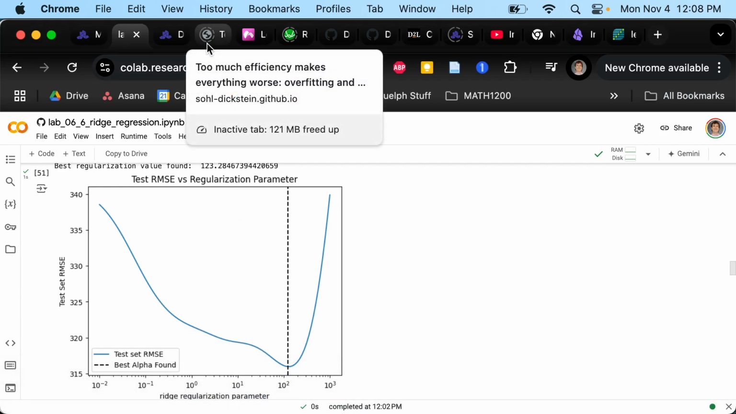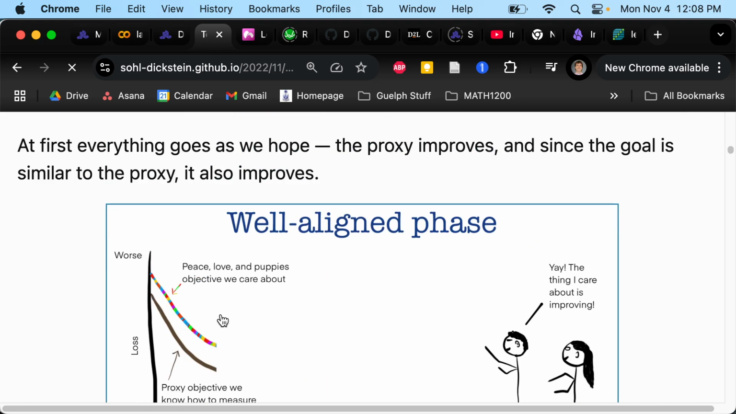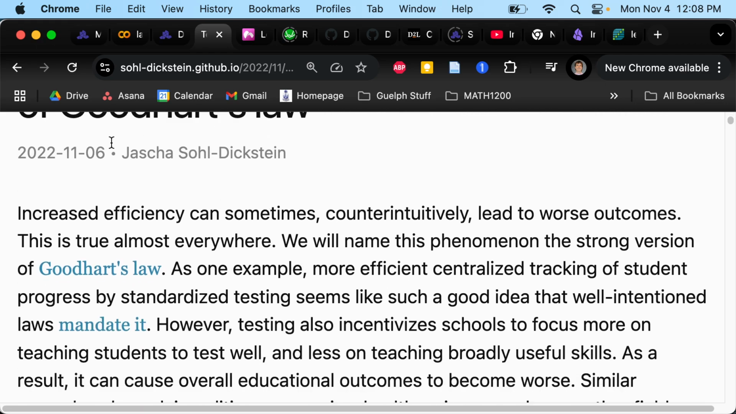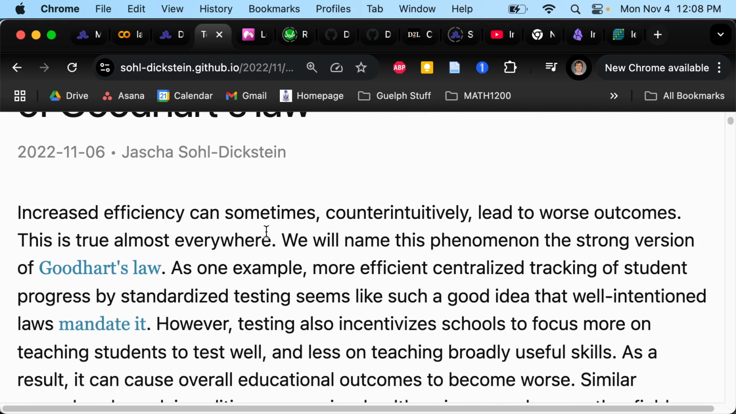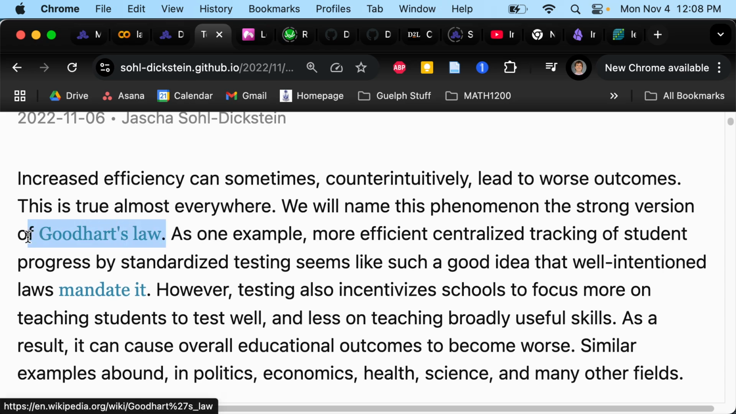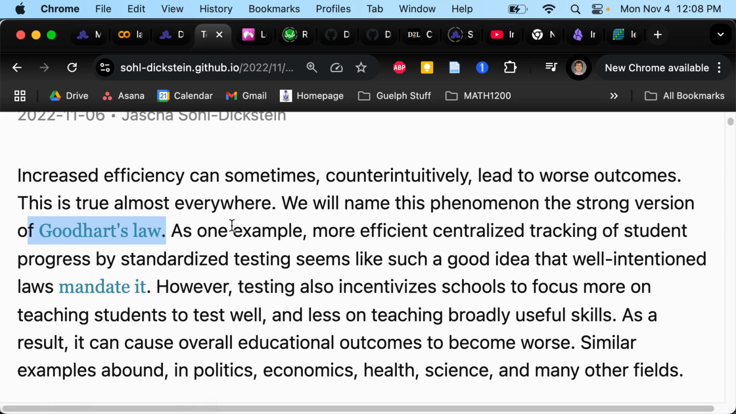Did I keep the blog post open? Too much efficiency makes everything worse. And this is a really nice blog post. This guy is a well-known machine learning researcher in my area of math. This is sometimes called Goodhart's Law, which is that sometimes increased efficiency can lead to worse outcomes, which is very counterintuitive.